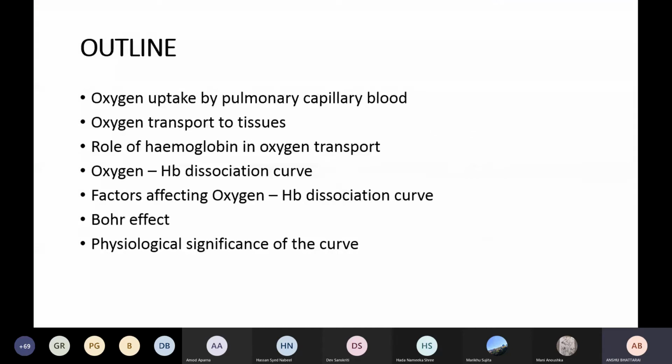What should we know? You should know about the oxygen uptake by pulmonary capillary blood, how it happens. Okay. Then how is this oxygen transported to different tissues of your body? Then the role of hemoglobin, which is the most important in oxygen transport. Also about something known as oxygen hemoglobin dissociation curve and all the factors that affect this curve. There's something known as Bohr effect as well, which I'll be talking about. And what is the physiological significance of this oxygen hemoglobin dissociation curve? These things you have to learn.